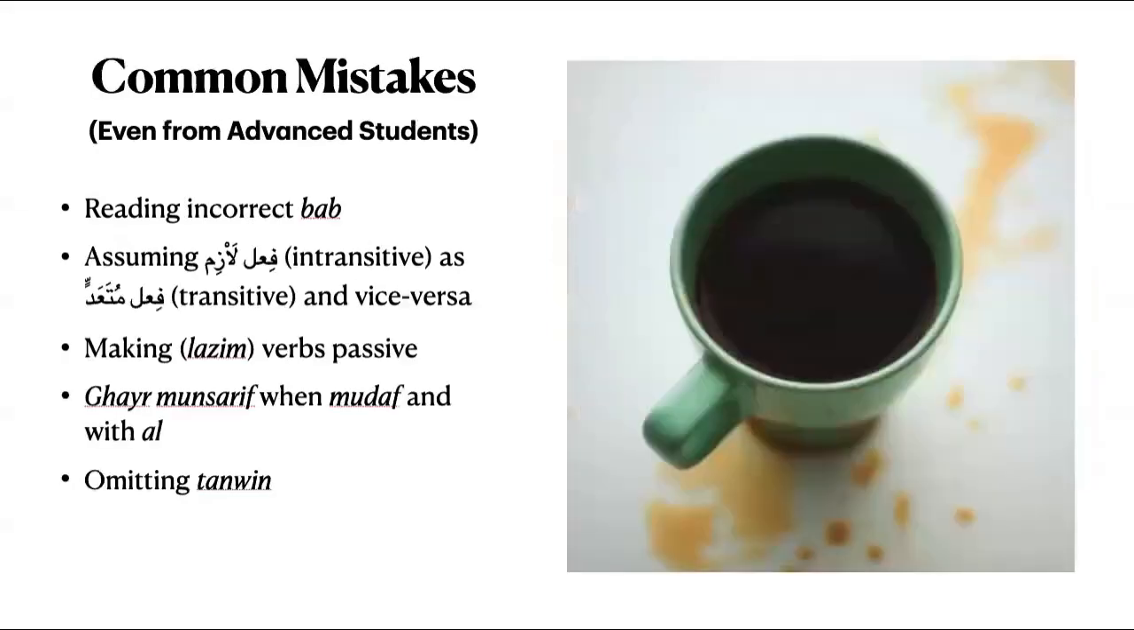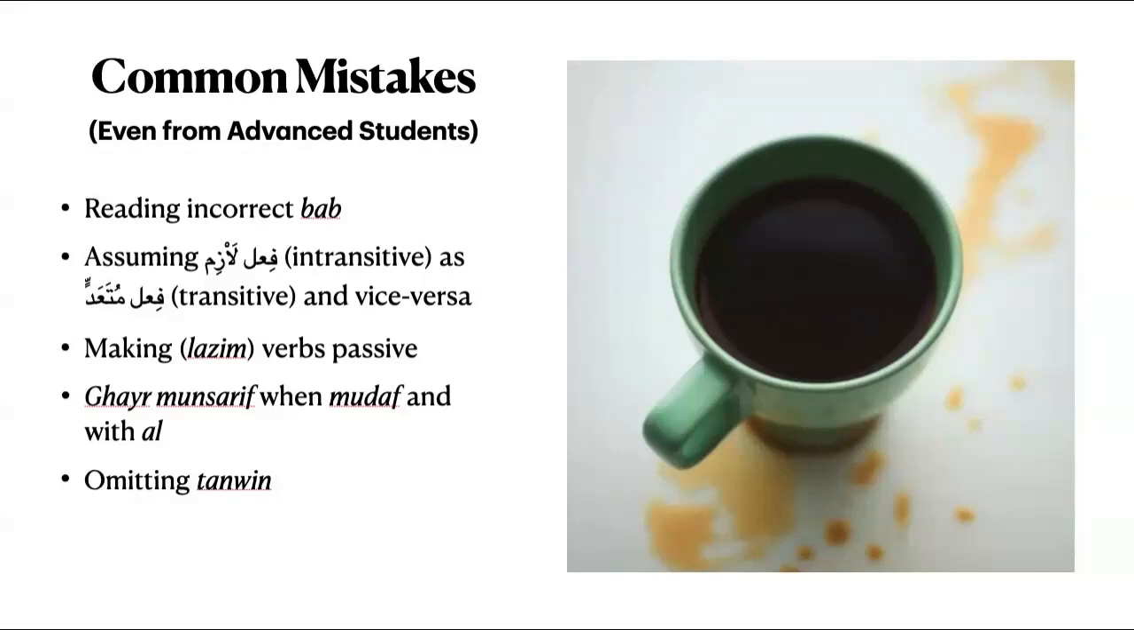Let's look at some common mistakes that students make. And these are in no specific order, but reading the incorrect bab. So not knowing the internal vowel of a verb in the base verb. For example, reading ghadaba, to be angry, as opposed to the correct version, which is ghadiba. Okay, or reading faraha instead of the correct version, which is fariha.